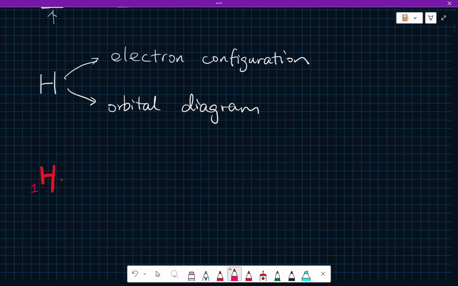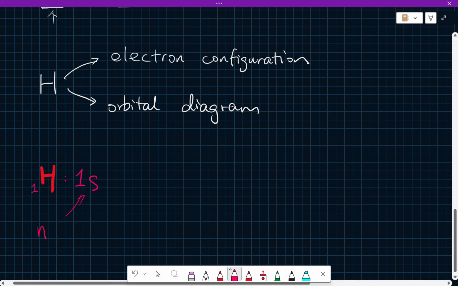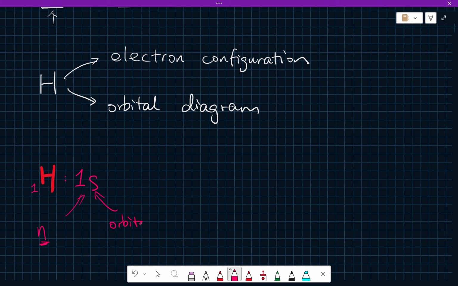So if I have hydrogen, which has 1 electron, which means we will only need the first energy level, n equal to 1, which will have the 1s orbital. This 1 shows which energy level this orbital is in, and this s shows which orbital we are referring to specifically. So we would have the 1s orbital, and in this orbital we would have only 1 electron, even though it has a capacity to hold 2 electrons.